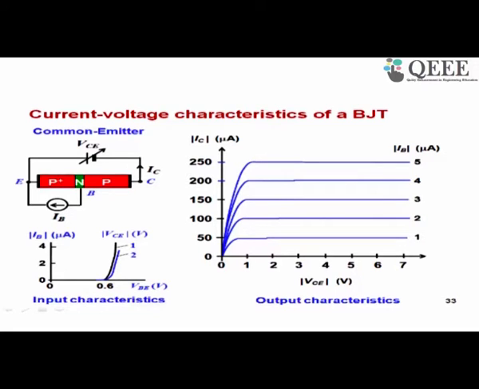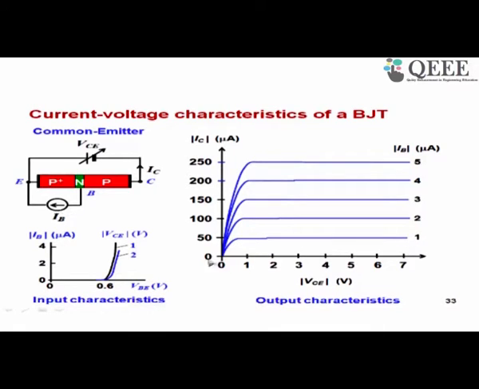So first, before we start explaining any characteristics, we should first know what are we trying to explain. So that is what we are plotting here. We are going to explain these characteristics later. Right now we are only showing what is the type of characteristics we get. You can see here that if I keep the base current constant, and change the collector to emitter voltage, then collector current varies as shown here. It increases rapidly, and after a few hundred millivolts, less than a volt, it saturates to a constant value.